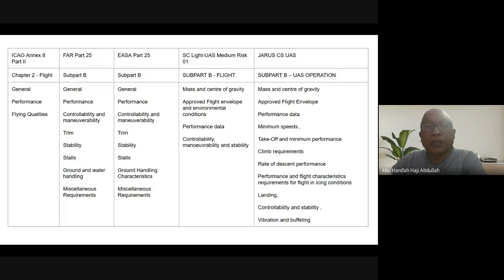So if we look at this across, I think we can find the similarity, even there are some differences in the subtopics. However, if we go into the detail of each of the subtopic, basically we are arriving at the same result, which is the aircraft flight, performance, control, stability, maneuver. So those are the basic content of Subpart B. I'll go through a bit deeper later.